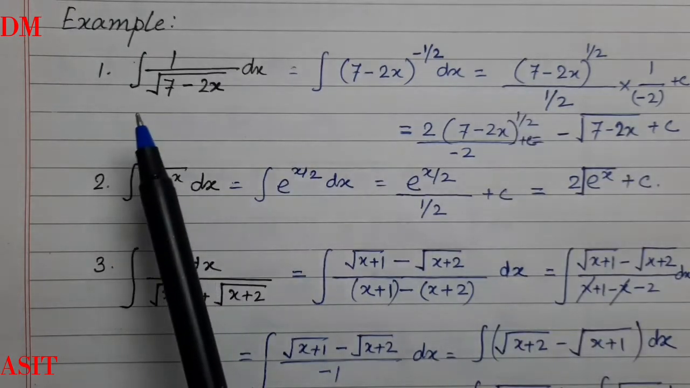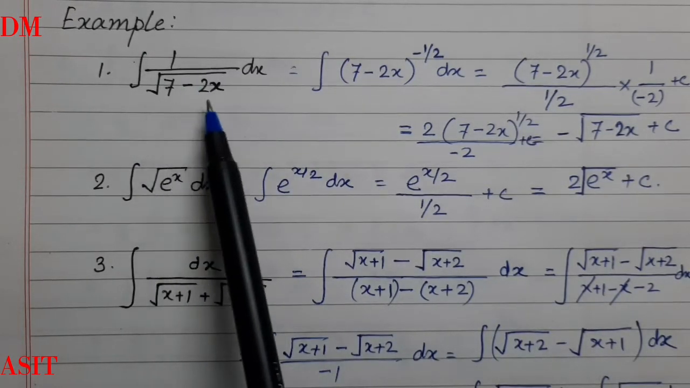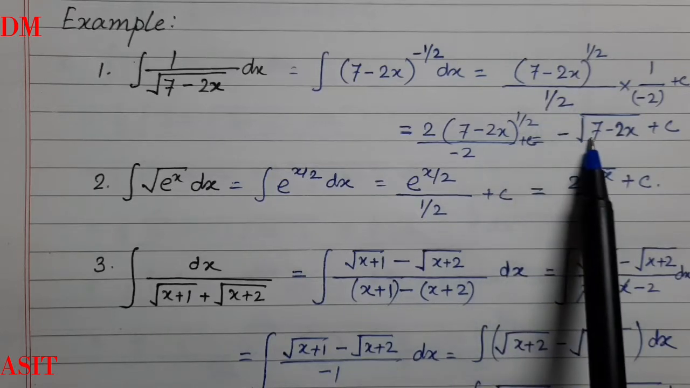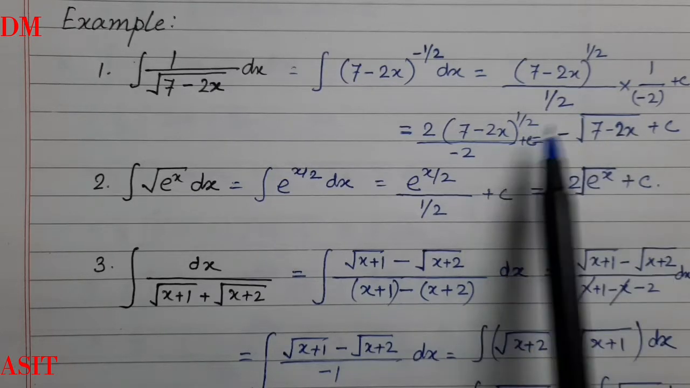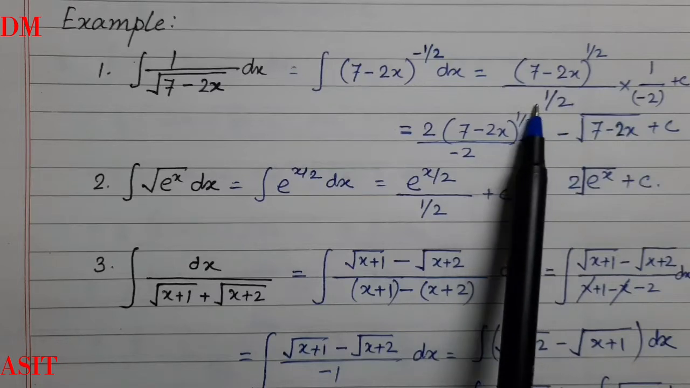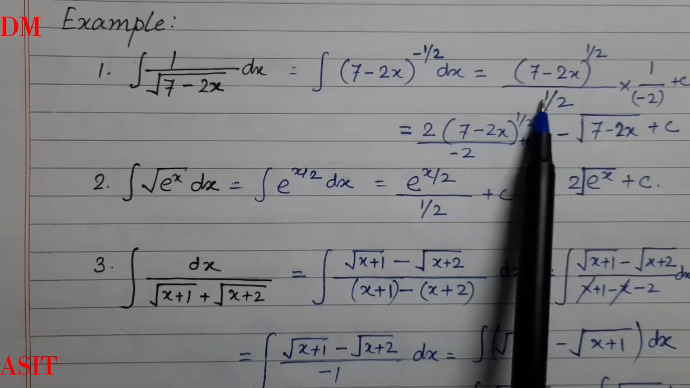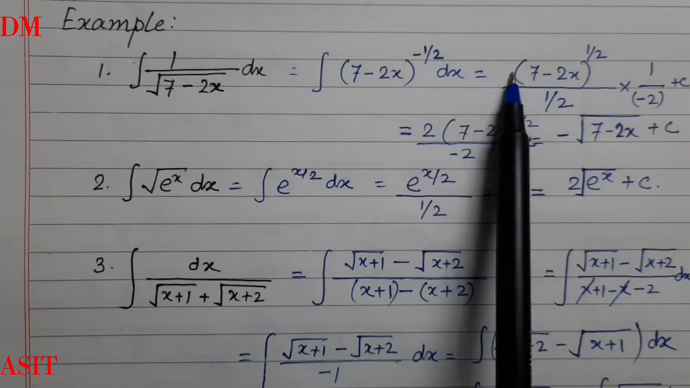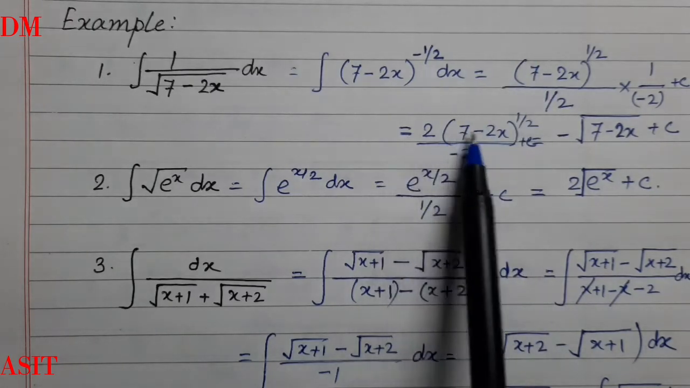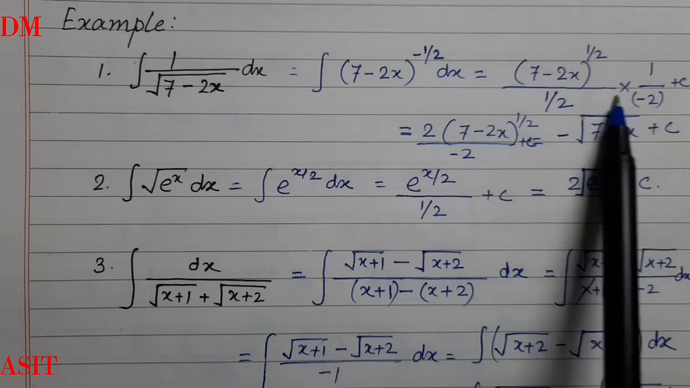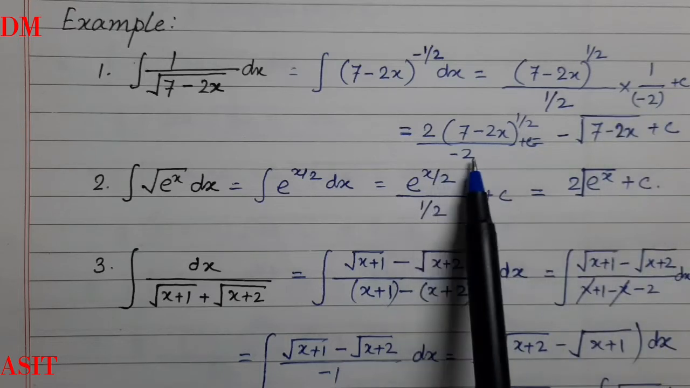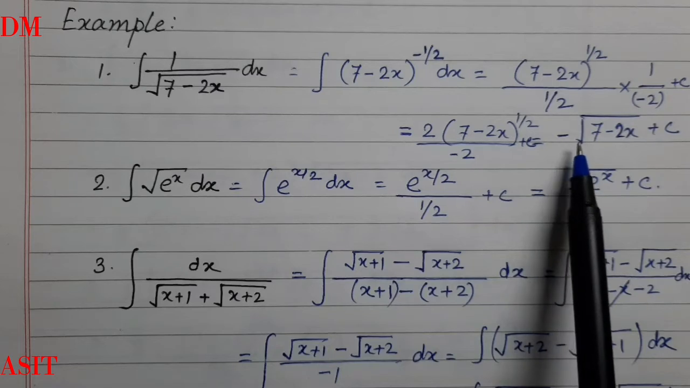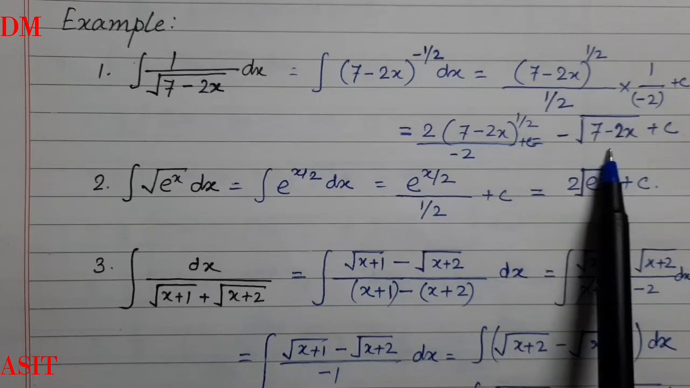Hence we get, integration of 1 by root over of 7 minus 2x dx. Now since 1 by 2 is in the denominator, that 2 will go in the numerator if we do the reciprocal. So it will be 2 into (7 minus 2x) whole to the power half by this minus 2. Now 2 will be cancelled out. Hence we can write this is equals to minus root over of 7 minus 2x plus c.